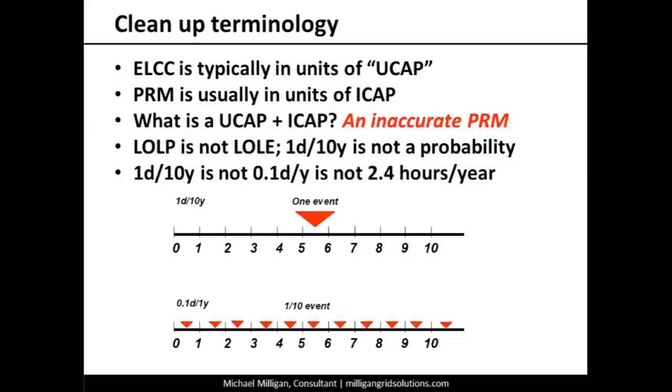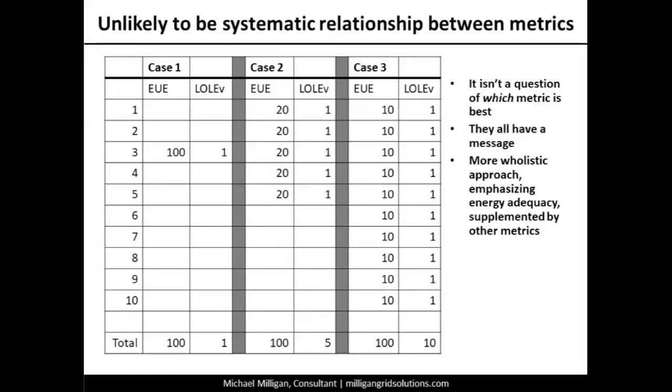And so that's a clear distinction. One day in 10 years, a common target, is not a probability, it's an expectation. One day in 10 years is not the same as 0.1 day per year, and that's not the same as 2.4 hours per year. I don't think we're going to find a systematic relationship between the various metrics involved with LOLP.